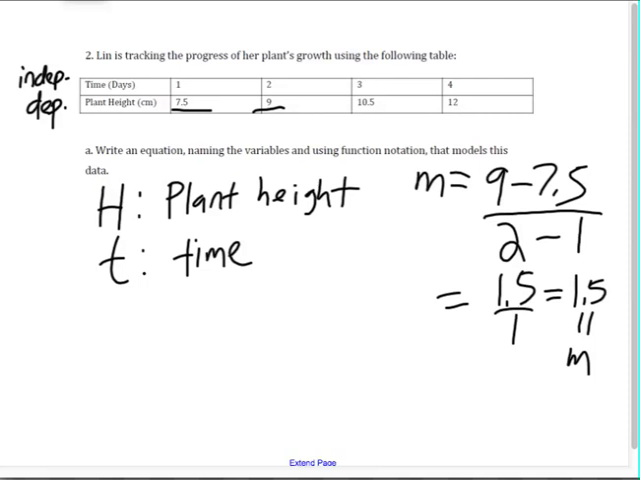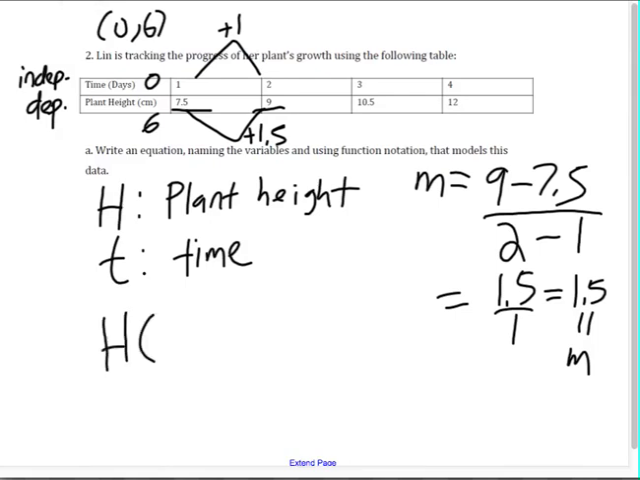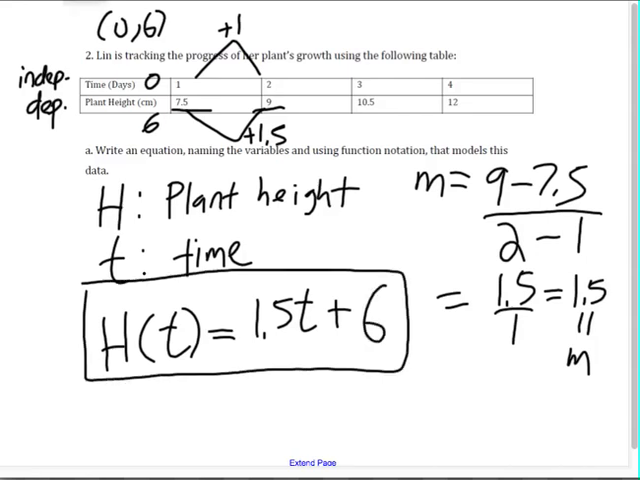All right. Now let's solve for the initial value. This is increasing by 1. This is increasing by 1.5. So if I want to go back to 0, I need to decrease 7.5 by 1.5 to get 6. And I've developed the coordinate point (0, 6), and I've identified my initial value as being 6. Therefore, my equation, h of t, is equal to the slope, which I identified as 1.5, times the independent variable, t, plus the initial value, 6. This is my equation, which I'm going to work with for B and C moving forward.